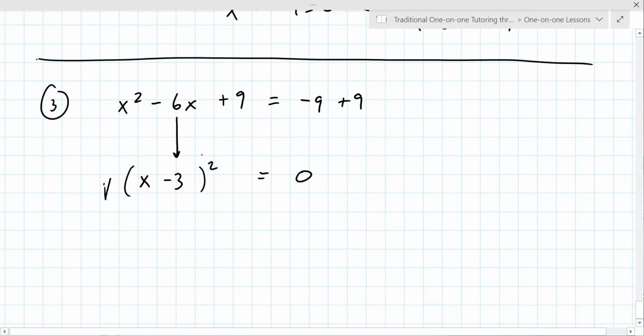Then you take the square root of both sides. So you get x minus 3 equals 0. Then x equals 3. Nice.